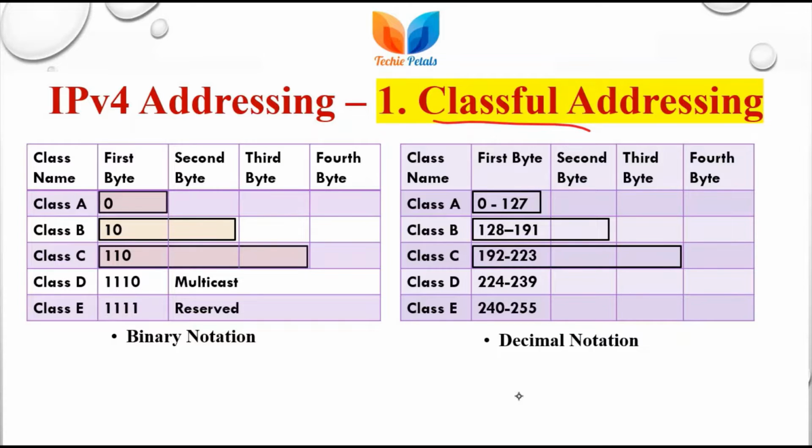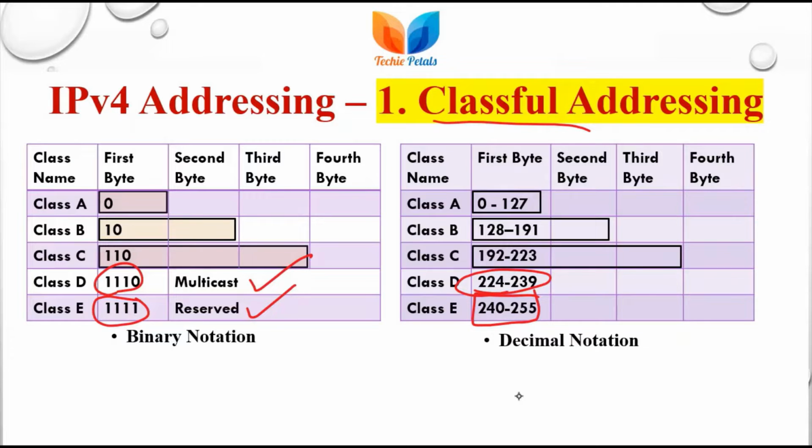where the first 4 bits are 1110, and this class is used for multicasting, and for class E the first 4 bits are 1, and this class is reserved. In decimal range, we can identify class D with the 224 to 239 range and class E by the 240 to 255 range.